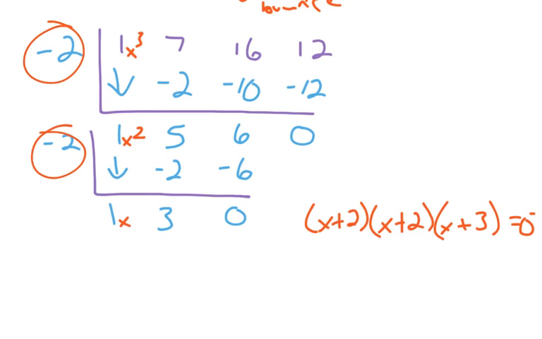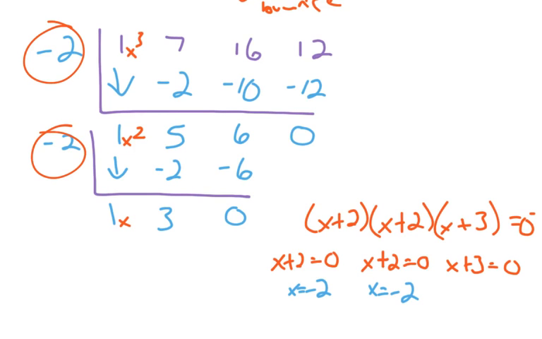Okay, so we'll have x plus 2 equals 0. We already know what that one's going to be. It's the same thing as this one, x plus 2 equals 0. And then we're going to have x plus 3 equal to 0. Okay, so x plus 2 equals 0. That means x is equal to negative 2. Again, another one, x equals negative 2. And then x plus 3 equals 0 means x is equal to negative 3.